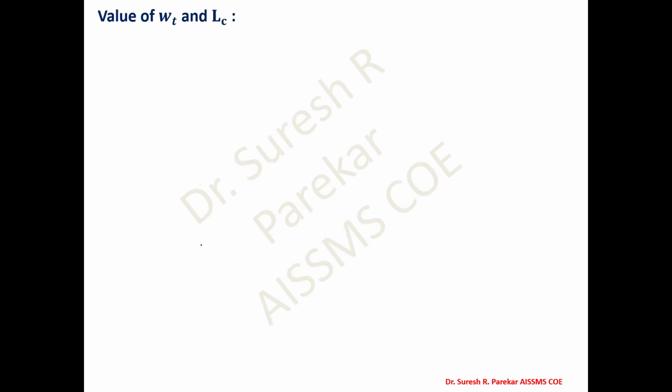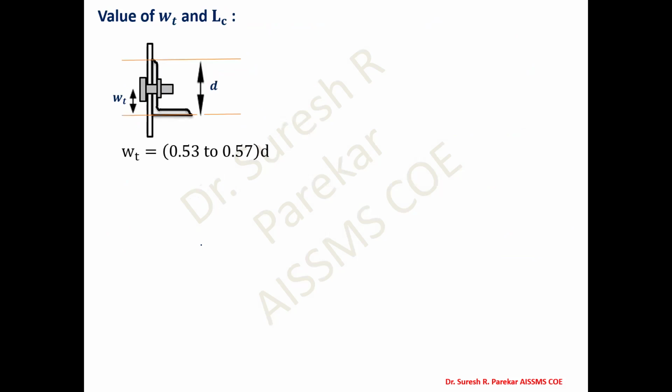Then WT and LC. Again, students are confused with this. So WT we have this portion till the center of the bolt. This is my value of WT. What value are we taking for this? 0.53 to 0.57 into D. This is your value of D. So it is taken as 0.53 to 0.57 into depth of the angle section.